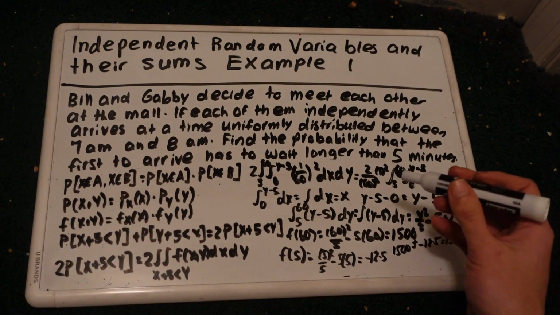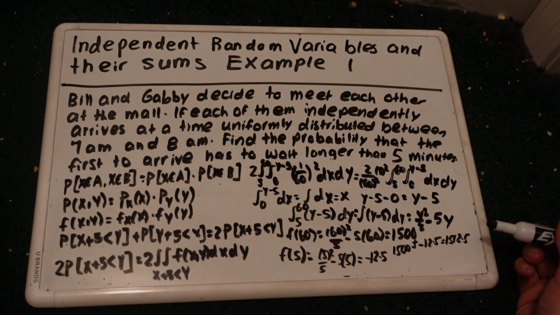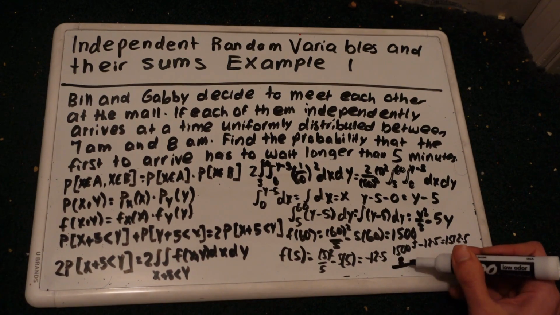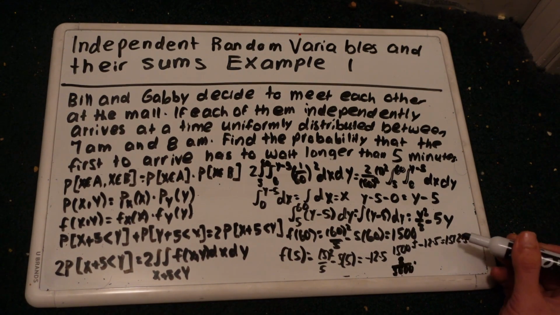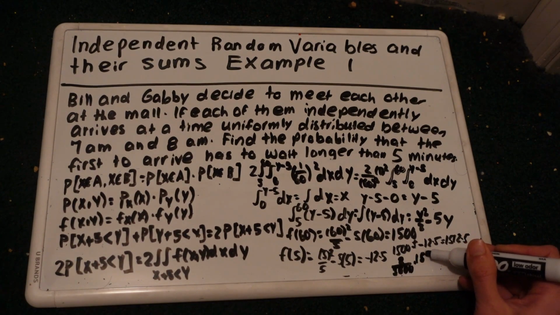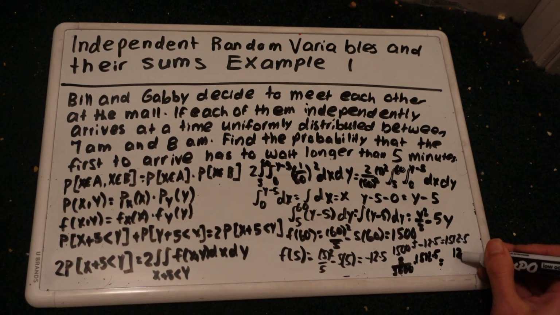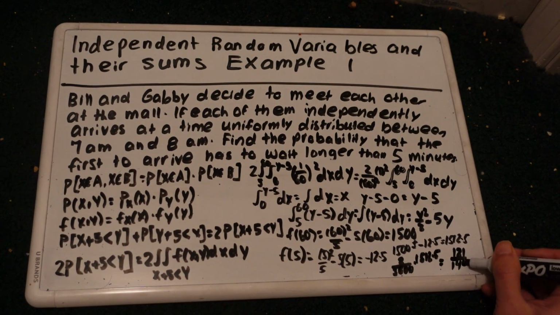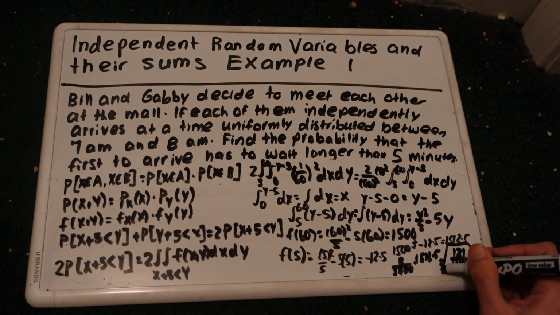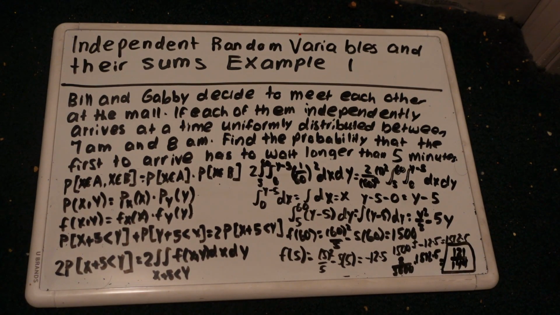We can't forget about the outside numbers. We got 2 over 60 squared, which is really just 2 over 3600, times 1512.5. And if I simplify this, this would be 121 over 144. So the probability that the first to arrive has to wait longer than 5 minutes is 121 over 144. And this is an example of an independent random variables and their sums problem in probability.